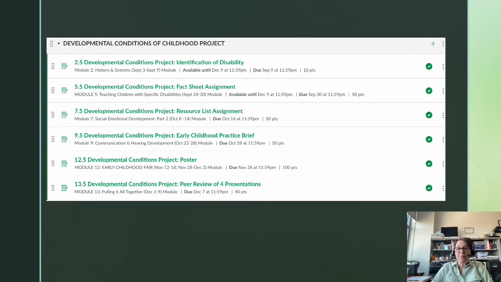And you all are going to be able to give me some feedback on whether or not this was a useful learning opportunity for you. I sure hope it will be as fruitful for you all online as it was for the students where we did it live. So we're going to refer to this project as the Developmental Conditions of Childhood project. And as you'll see in Canvas, it has 6 assignments that are connected to it, and they occur across the semester.